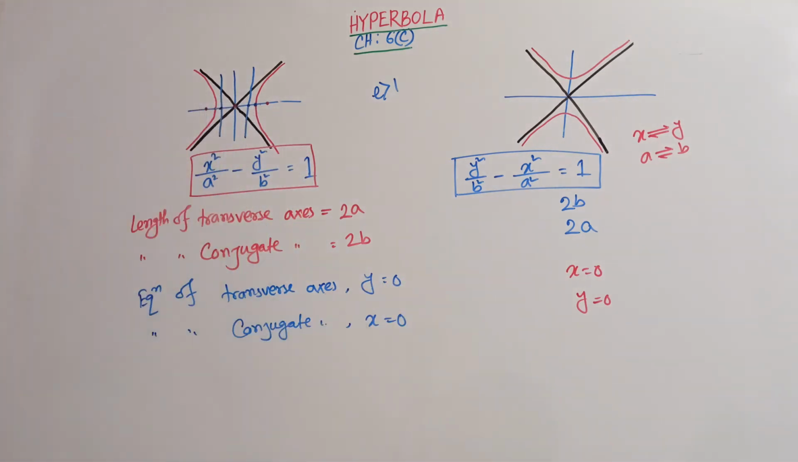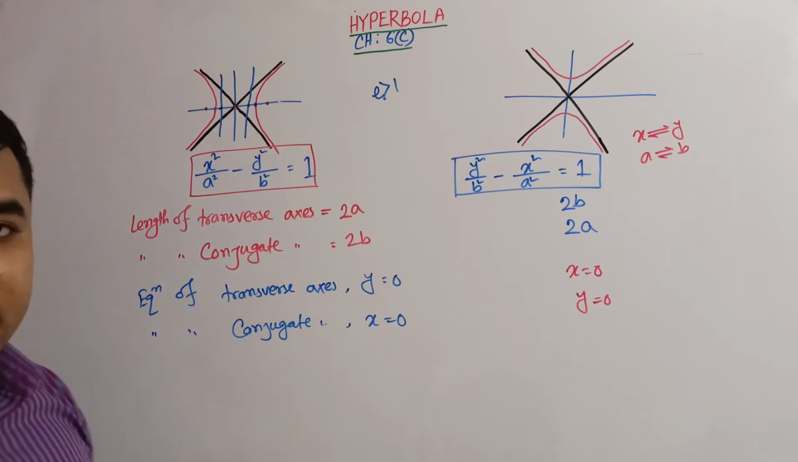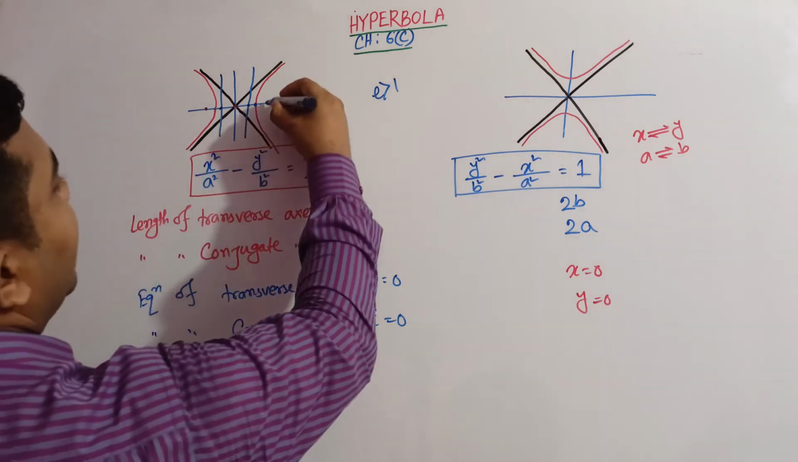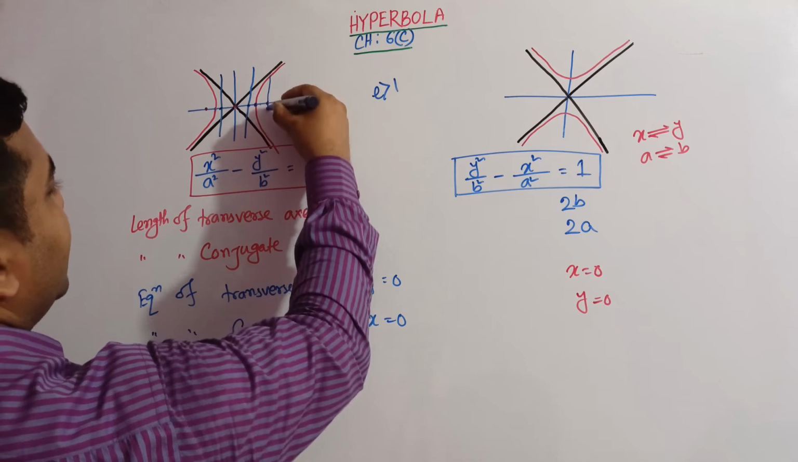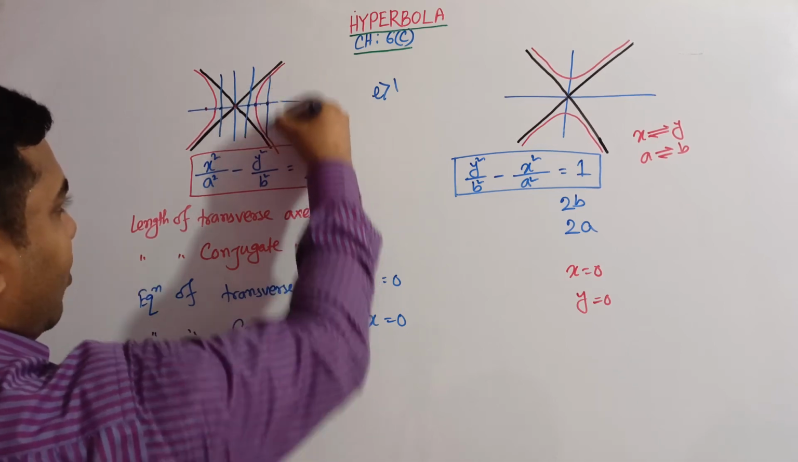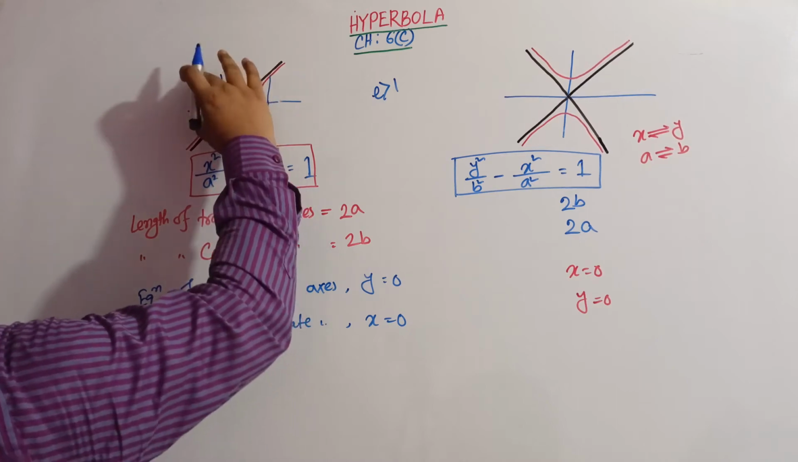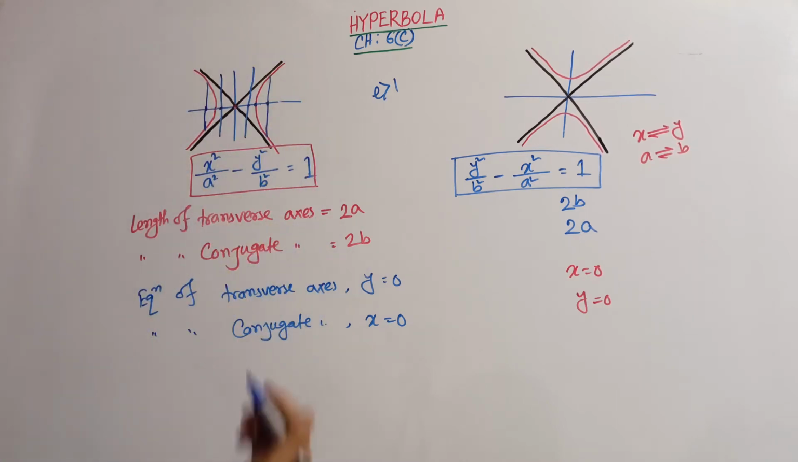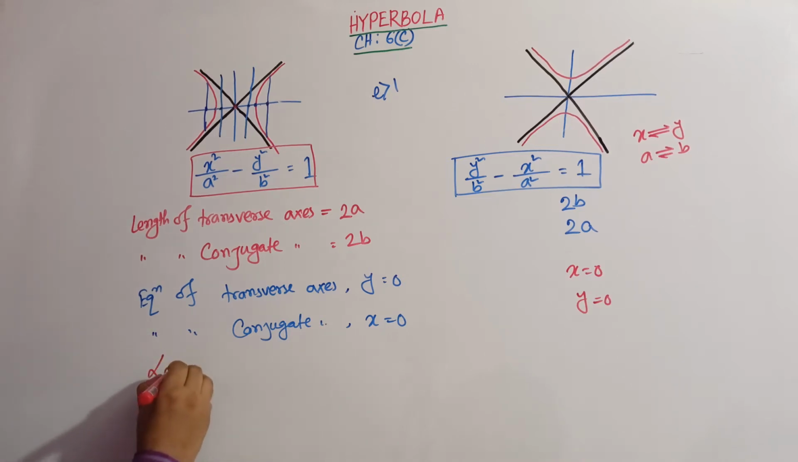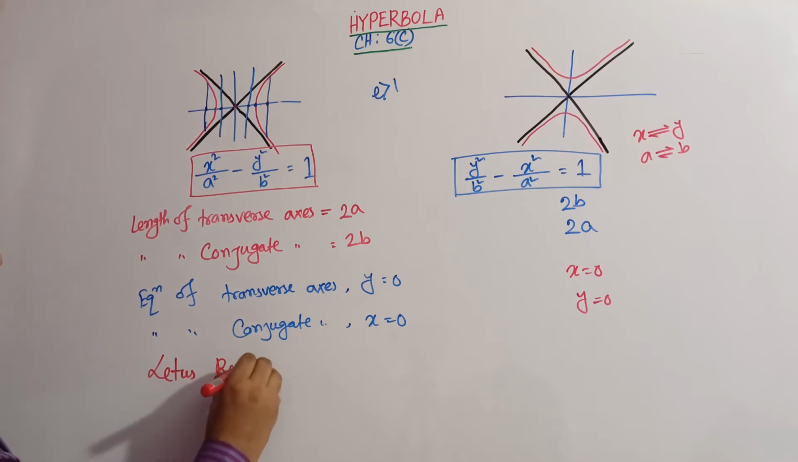Okay, now we are going to our next topic, the latus rectum. We haven't told what the latus rectum is. Actually the latus rectum is the length of the perpendicular line if we draw a perpendicular line through the foci. What's the length of it? That is called the latus rectum. So it is actually the length of the latus rectum.